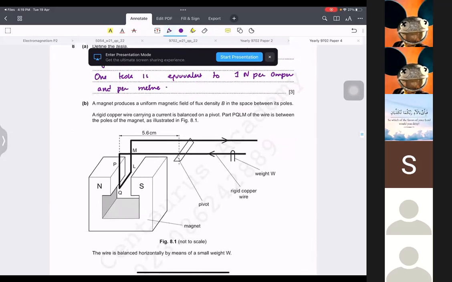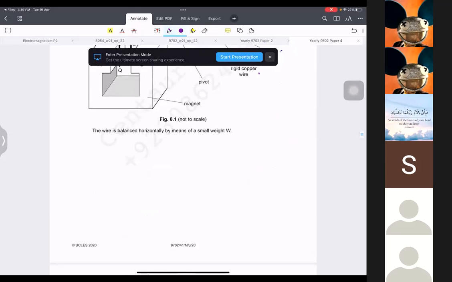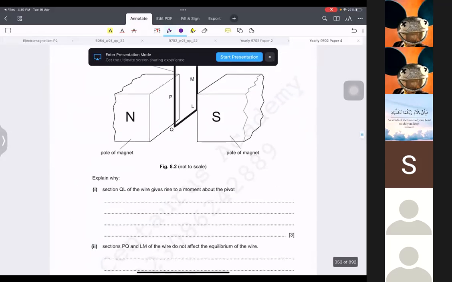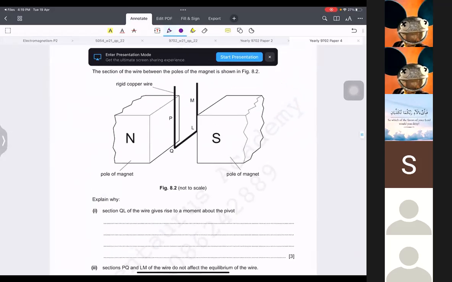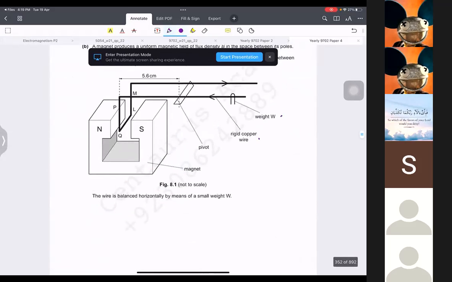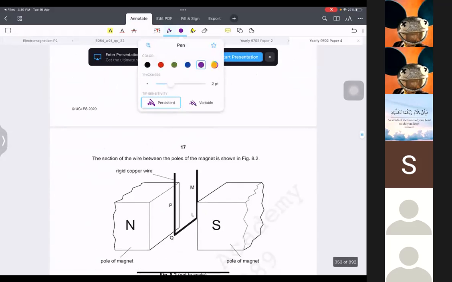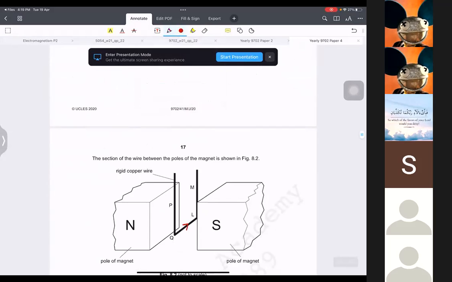Now this is sort of a question. There is a weight. It says explain why section QL of the wire gives rise to movement about P. So here the current is going from Q to L. Let me change the color. This is our current and this is the magnetic field. So the force will be downwards.